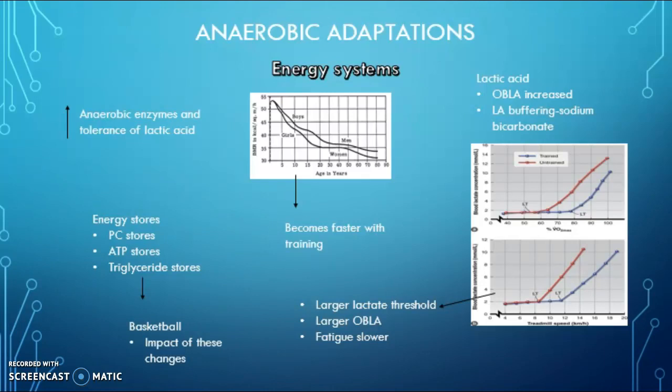Also, lactic acid builds up slower with training, as lactic acid buffer, which is sodium bicarbonate, is increased. This means that the OBLA is higher, meaning that you will fatigue slower, and so you will be able to perform anaerobic activities for longer. As you can see in these lactate threshold graphs, the OBLA is higher after training. Another adaptation is that your basal metabolic rate becomes faster.